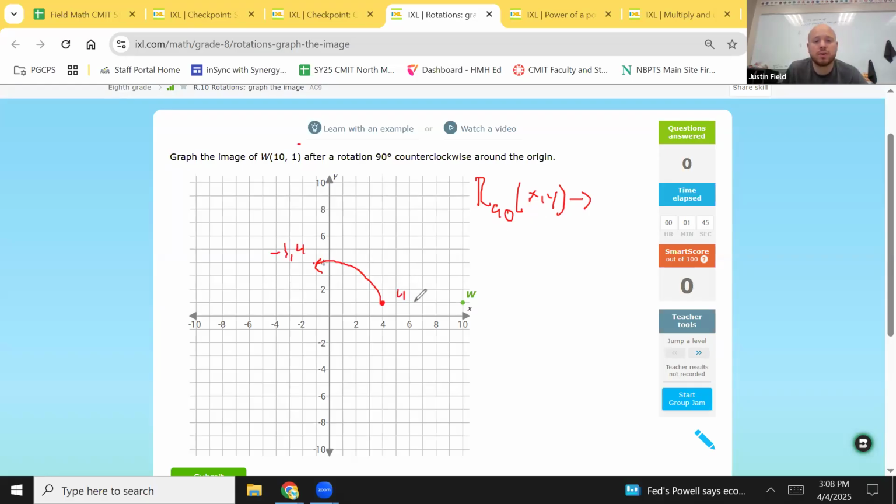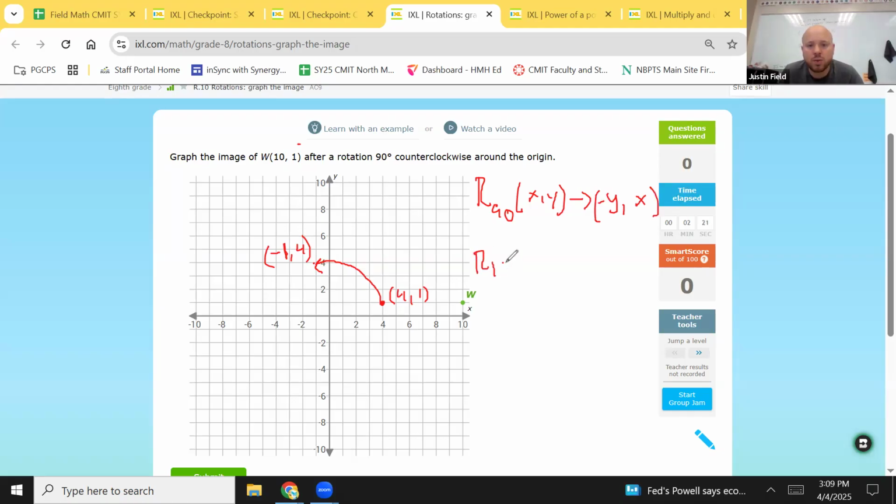So if I go 4, 1, and my rotation of 90 is negative 1, 4, what is the difference there? Well, if you remember from reflections when we had the flipping, when we did y equals x, the 4 and 1 switch spots, right? So x, y changes to y, x. But then what else happened? Because we got 4, 1, and then negative 1. So the 1 not only switched to the x, it also became negative. So the rule is negative y, x.